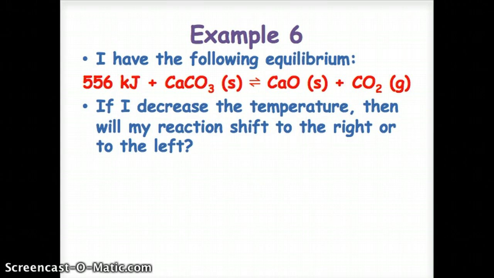And the last example, the last slide, you have 556 kilojoules of energy being absorbed, so it's endothermic, and the only way to counteract this change is to produce heat, right? Because if you're absorbing 556 kilojoules of heat, the only way to counteract this change is to go in the opposite direction. So you absorbed it, but now to counteract this change, to establish equilibrium, you must shift the reaction to the right. So in this case, the answer would be a shift to the right.